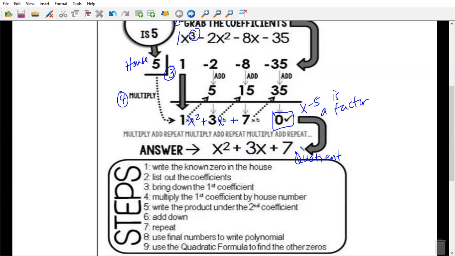And then here at the quotient, if you were solving, you would use the quadratic formula, solve for x. If you needed to factor any more, meaning that there's something that multiplies to give you 7, but adds to give you 3, then you would go ahead and factor. Otherwise, here's your quotient and you're done.